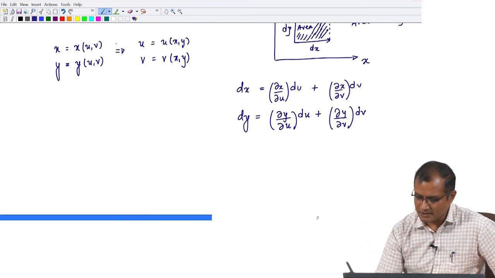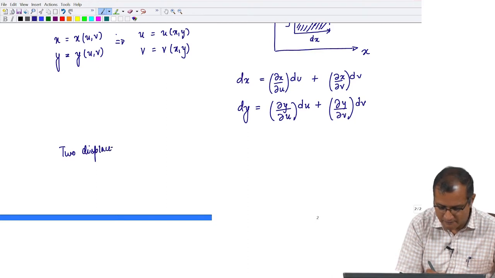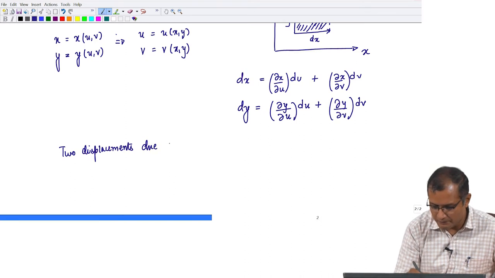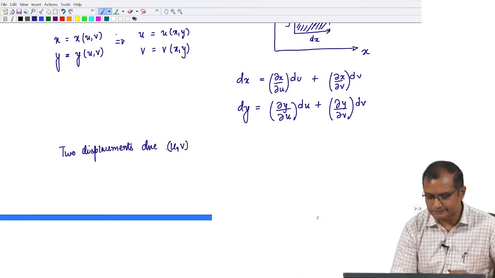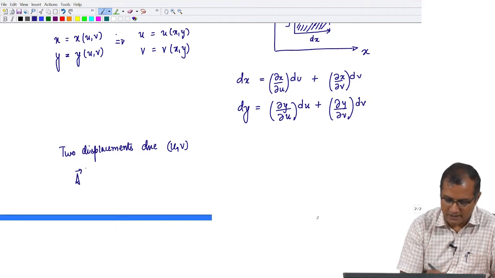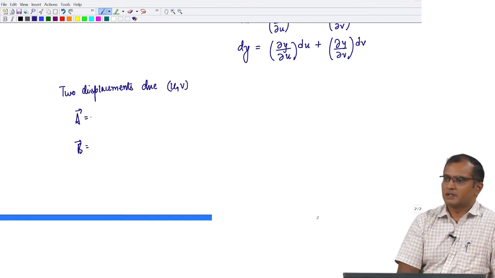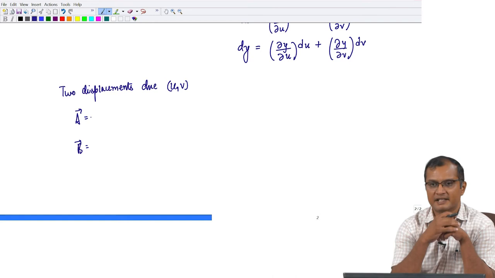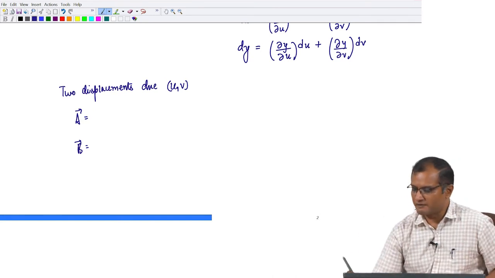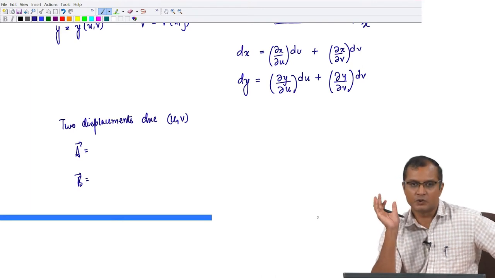So, I can imagine now two displacements due to the uv pair. Okay, so, I will call the displacements due to uv pair as some vectors A and B. The displacements due to x and y were dx and dy. So, you can already see the form of this vector A and B. If you look at the dx and dy, you can already pick up the form of u and v.